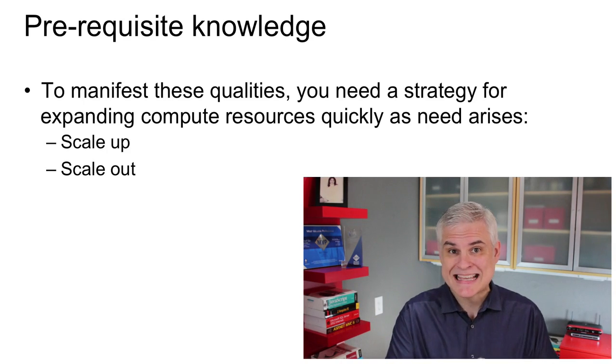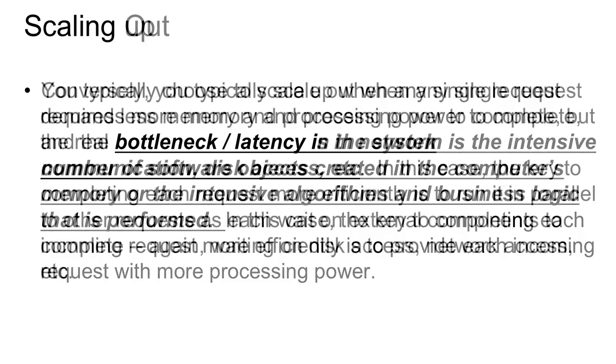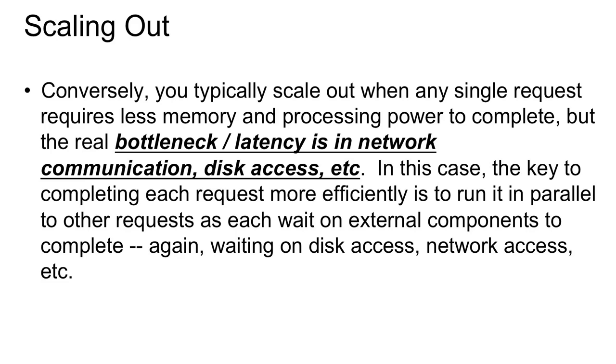You typically choose to scale up when any single request demands more memory and processing power to complete, and the bottleneck or the latency in the system is the intensive number of software objects that are created, or the algorithms that are used, or the business logic that's being relied on. In this case, the key to completing each incoming request is to provide each incoming request with more processing power. That's scaling up.